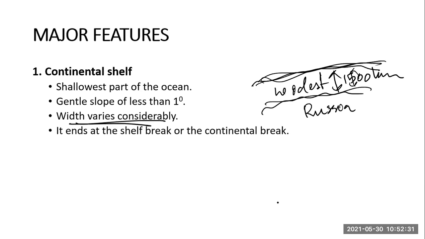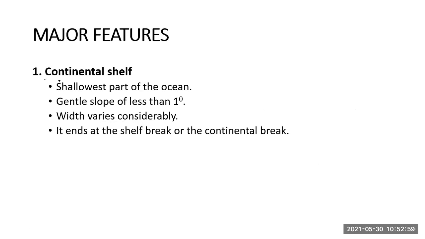But if you go to the western part of Chile, for example, the western coast of South America, the continental shelf is almost absent. So this is one peculiar property: the width of the continental shelf varies considerably. There are locations in which it is extremely wide, and there are locations in which it is extremely narrow as well.